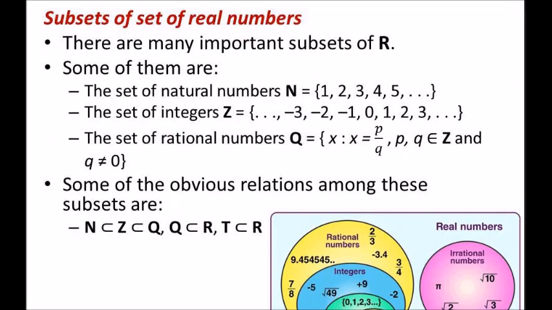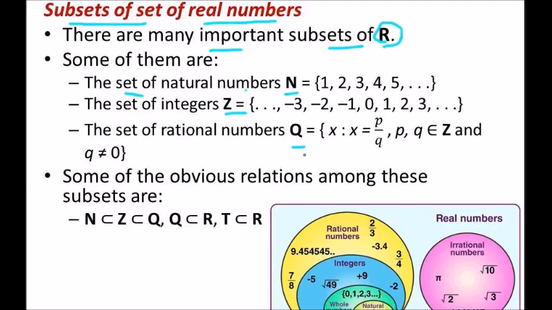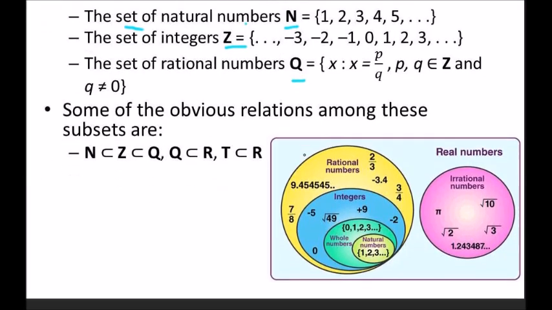Now, we are moving on to subsets of the set of real numbers. We know that R represents the set of real numbers. There are many important subsets of R. Some of them are the set of natural numbers N, the set of integers Z, and the set of rational numbers Q. The diagram gives you a clear picture of the subsets of real numbers.